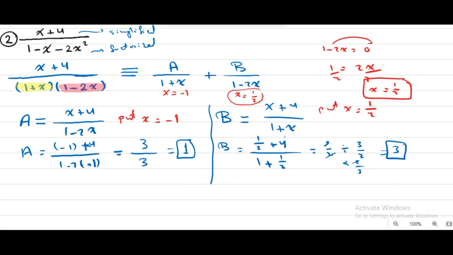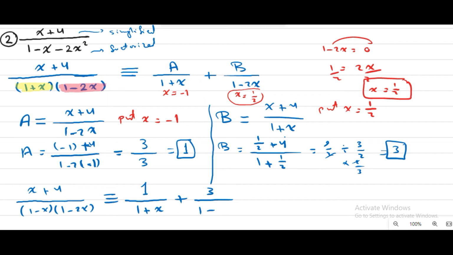As we did in the last question, we have to write the final form for the question, which is x plus 4 over 1 minus x multiplied by 1 minus 2x, equivalent to the first fraction, but put the value of A in its place, which is 1 over 1 plus x, plus put the value of B, which is 3 over 1 minus 2x. And this is the final answer for this question.